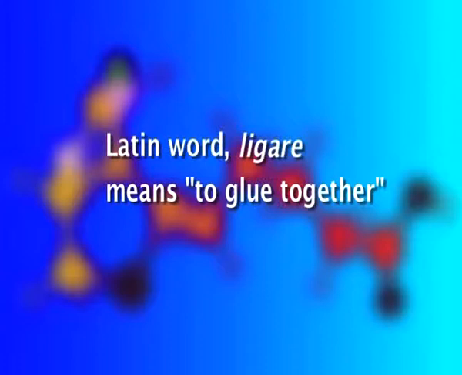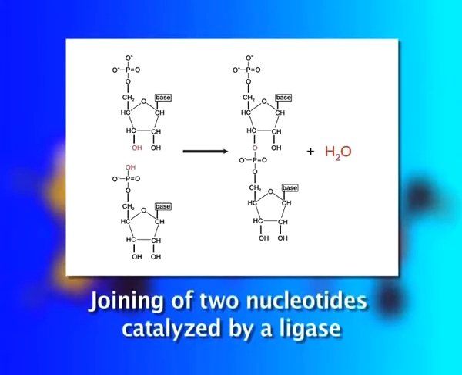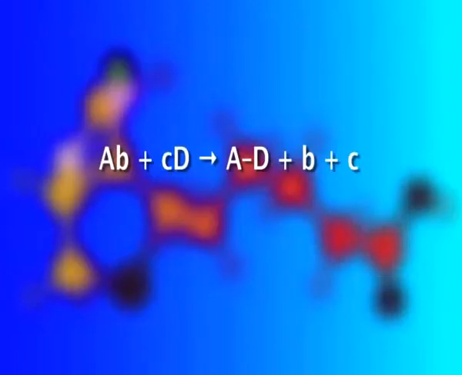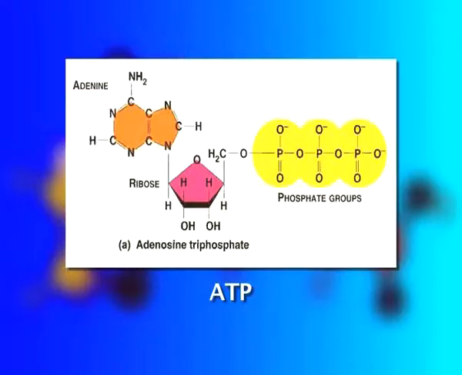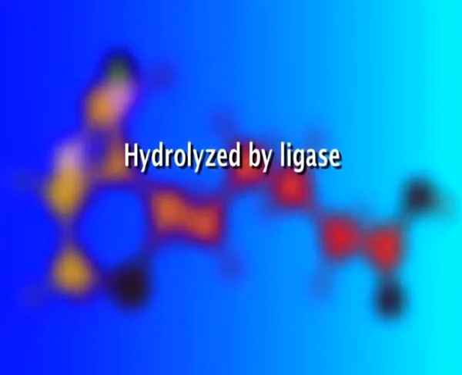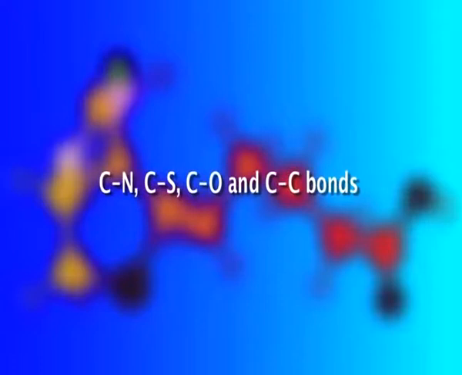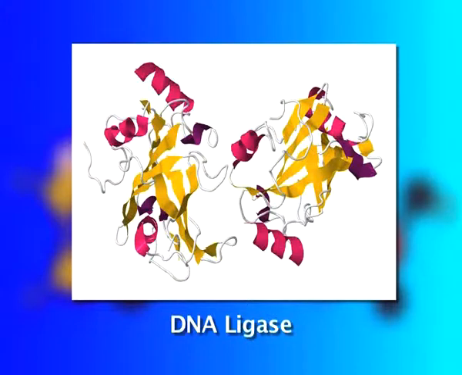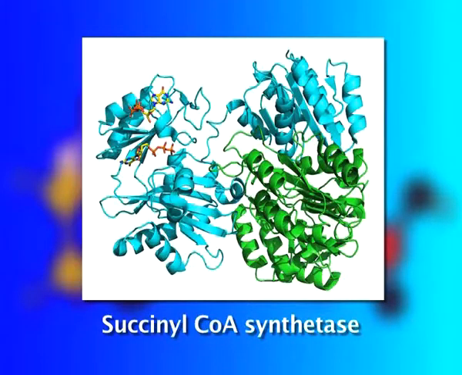Ligases. The word ligase has been taken from the Latin word ligare, which means to bind or to glue together. It catalyzes the joining of 2 large molecules to form a new covalent bond coupled with the hydrolysis of a small chemical group. For example, a pyrophosphate bond in ATP, GTP, or a similar compound is hydrolyzed by ligase. The enzyme links together 2 compounds and catalyzes the joining of carbon-nitrogen, carbon-sulfur, carbon-oxygen, and carbon-carbon bonds. Some of the common examples of ligases are DNA ligase, pyruvate carboxylase, and succinyl-CoA synthetase.